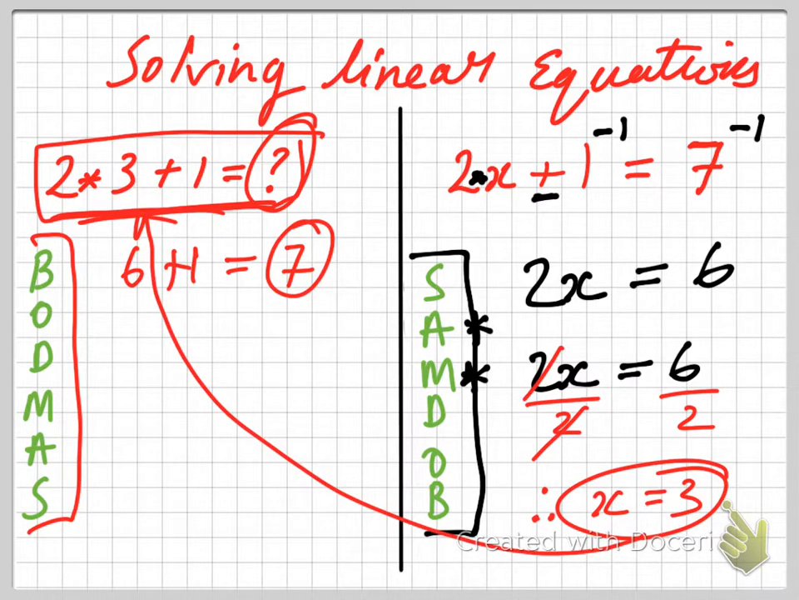Now I'm going to go through the steps again, what we've covered. The first step that we did was we looked at the SAMDOB table. We have subtraction, addition, multiplication, division over brackets. Now in this problem, we have a multiplication and we have an addition. Multiplication doesn't come first, addition comes first. That's why we got rid of that. And then what we were left with was the 2. So we eliminated the 2, and we eventually got x by itself to equal 3.